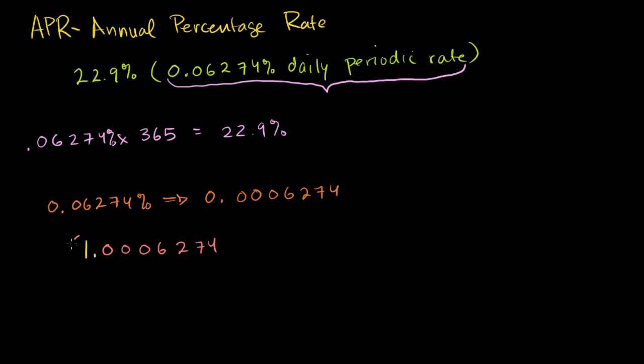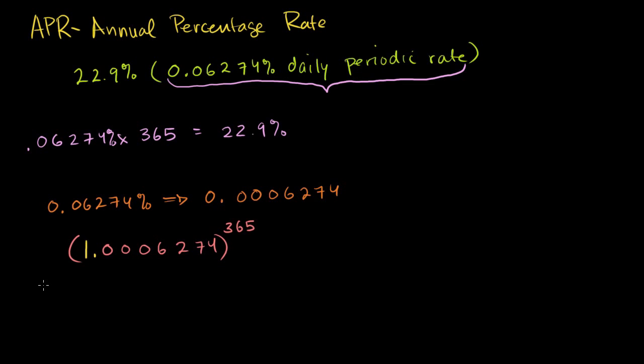So we have 1.0006274. And instead of just taking this and multiplying it by 365, you take this number to the 365th power. You multiply it by itself 365 times. That's because if I have $1 in my balance, on day 2, I'm going to have to pay 1.0006274 times that dollar. On day 3, I'm going to have to pay this much times that, times the $1 again. So let me write that down.